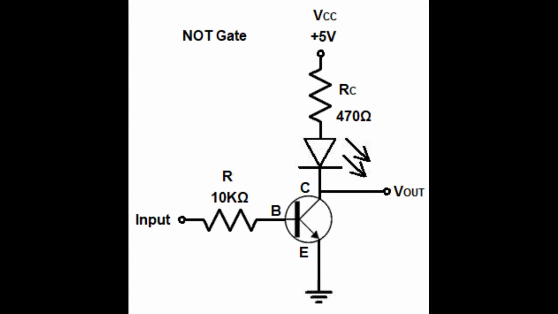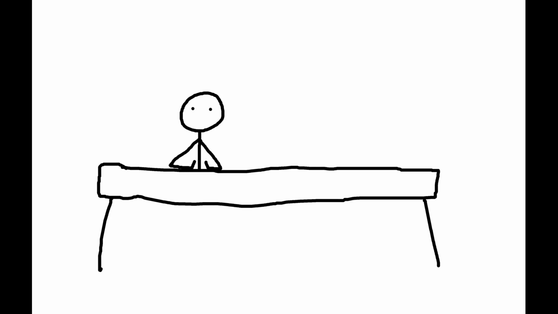A NOT gate takes a singular binary input and produces the opposite value as the output. It is also known as an inverter. A transistor in the NOT gate allows current flow through the output transistor only when the input transistor is turned off. By combining these basic logic systems, more complex computations can be achieved.